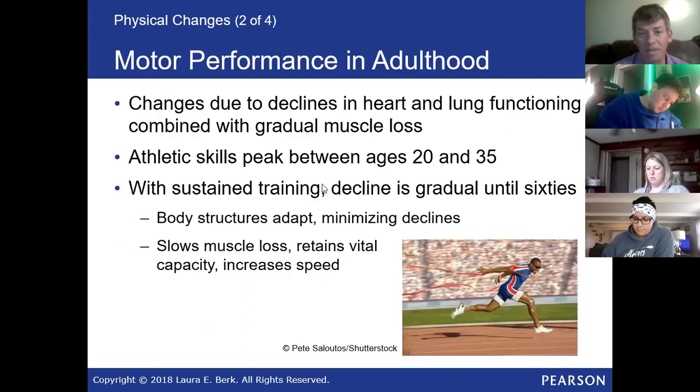Our motor performance in adulthood changes due to declines in heart and lung functioning combined with gradual muscle loss. Our athletic skills peak between the ages of 20 and 35.